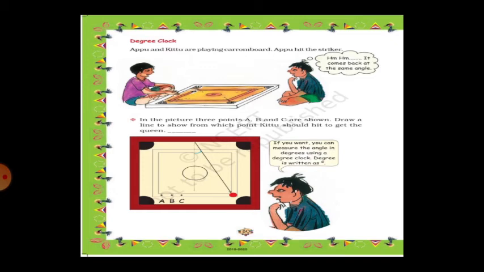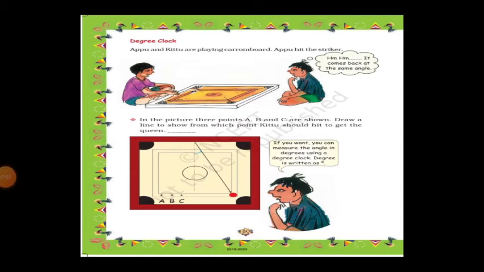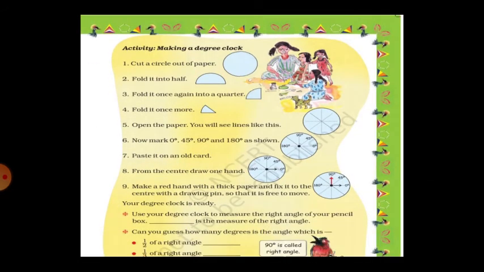So you can do this. If you want, you can measure the angle in degrees using a degree clock. Degree is written as, see, the small dot. I already explained about degrees and how to measure angles by using a protractor. You know, a protractor is an instrument in your geometry box. Previous year I already explained that.